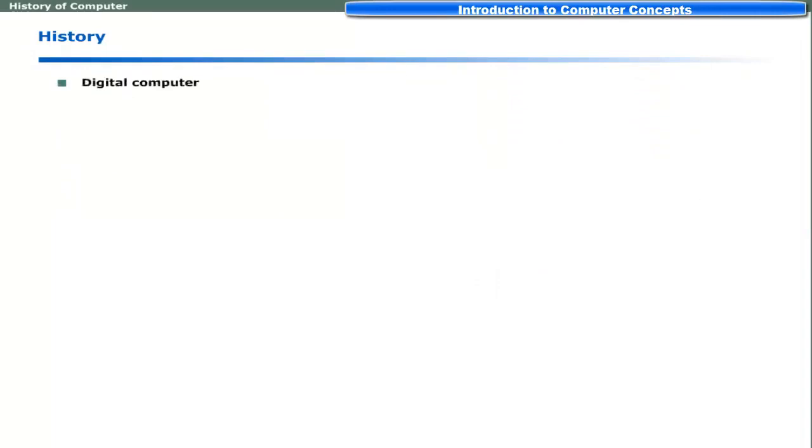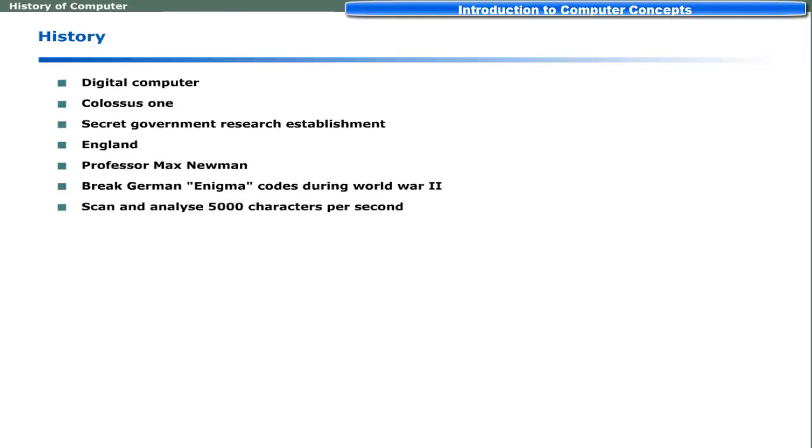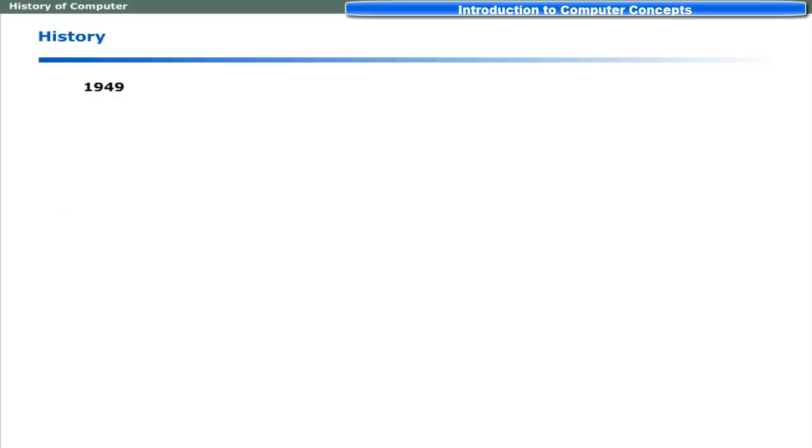Another important digital computer in history was Colossus One. It was built at a secret government research establishment in England under the direction of Professor Max Neumann. It was designed to break German Enigma codes during World War II. It could scan and analyze 5,000 characters per second. Colossus became operational in December 1943 and proved to be one of the most important technological aids to victory in World War II.